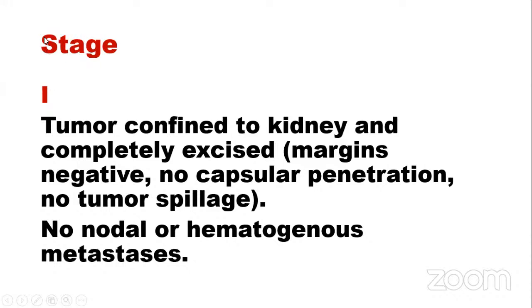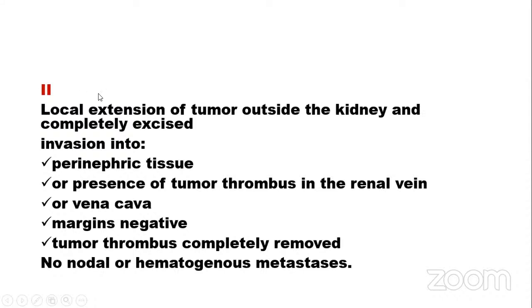We have a staging system for Wilms tumor. Stage 1: tumor confined to the kidney and completely excised with negative margins, no capsular penetration, no tumor spill, and no nodal or hematogenous metastasis. So if there is no nodal or hematogenous spread, and the tumor is confined to the kidney and completely excised with negative margins, this is stage 1.